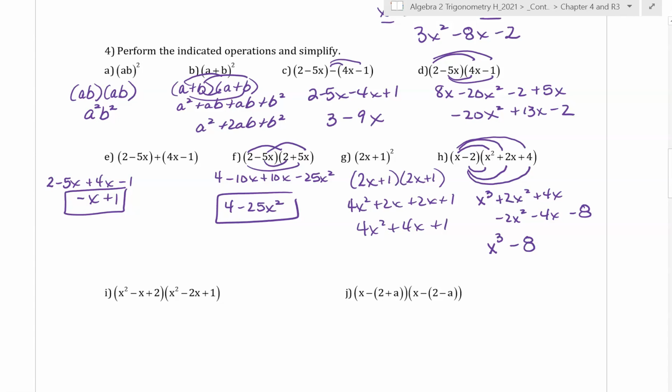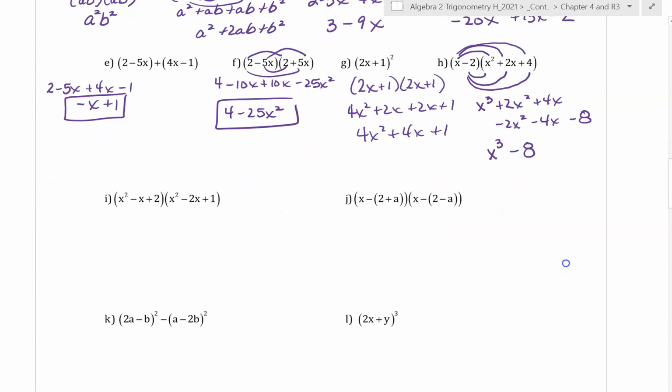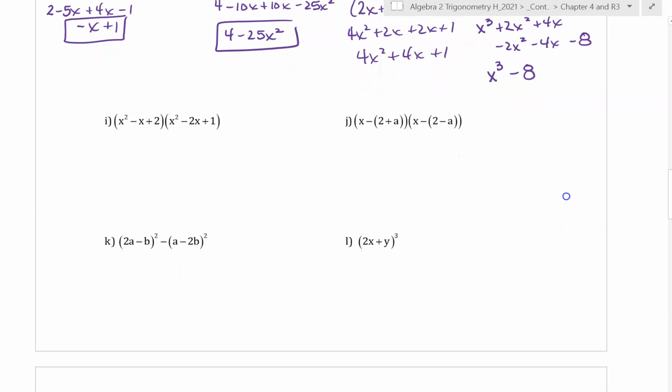Okay, now parts I and J are probably a little bit more challenging. Actually, I, J, K, and L. Very easy to make a mistake. You have a trinomial multiplied by a trinomial. So you're going to have to multiply x squared times each term in the trinomial, and then negative x times each term in that second trinomial, and then 2. So go ahead and pause the video, see if you can keep all of your terms organized, and make sure that you don't make a mistake, which might be hard to do on this one.